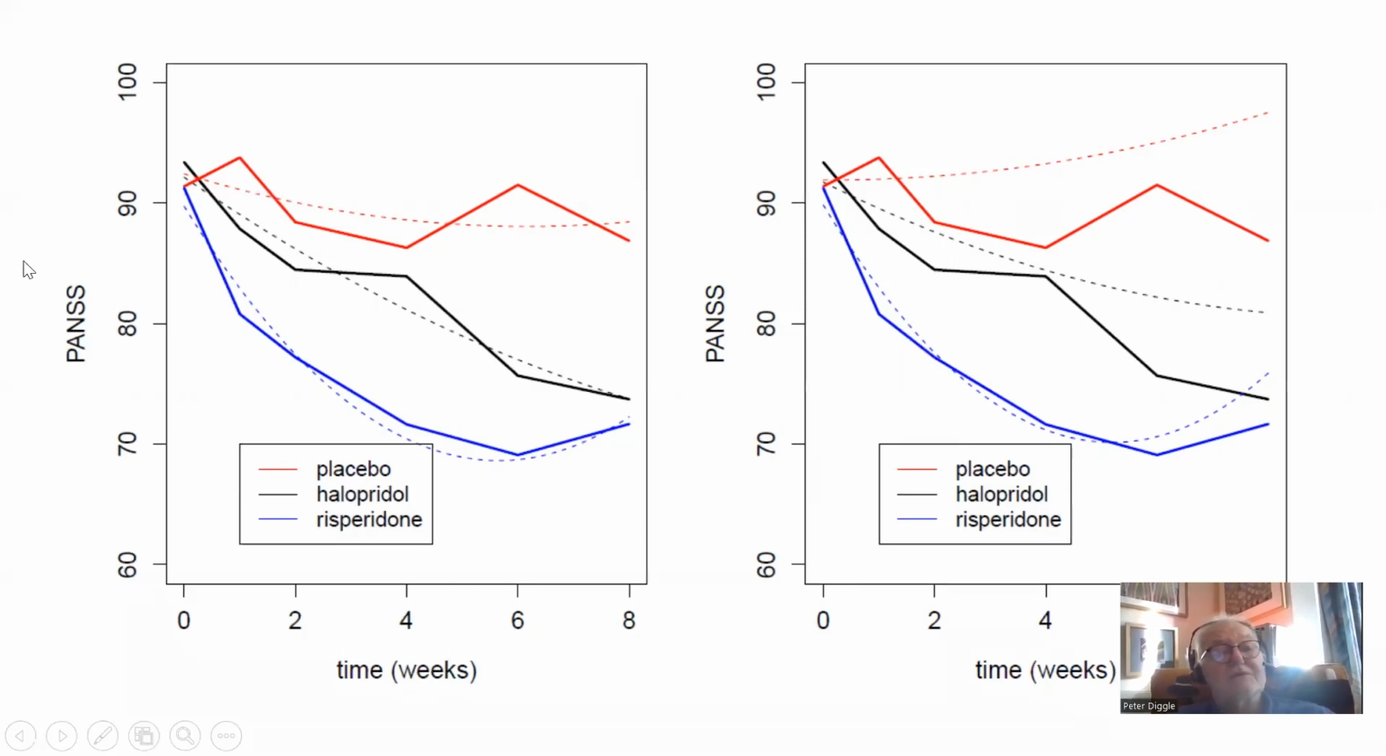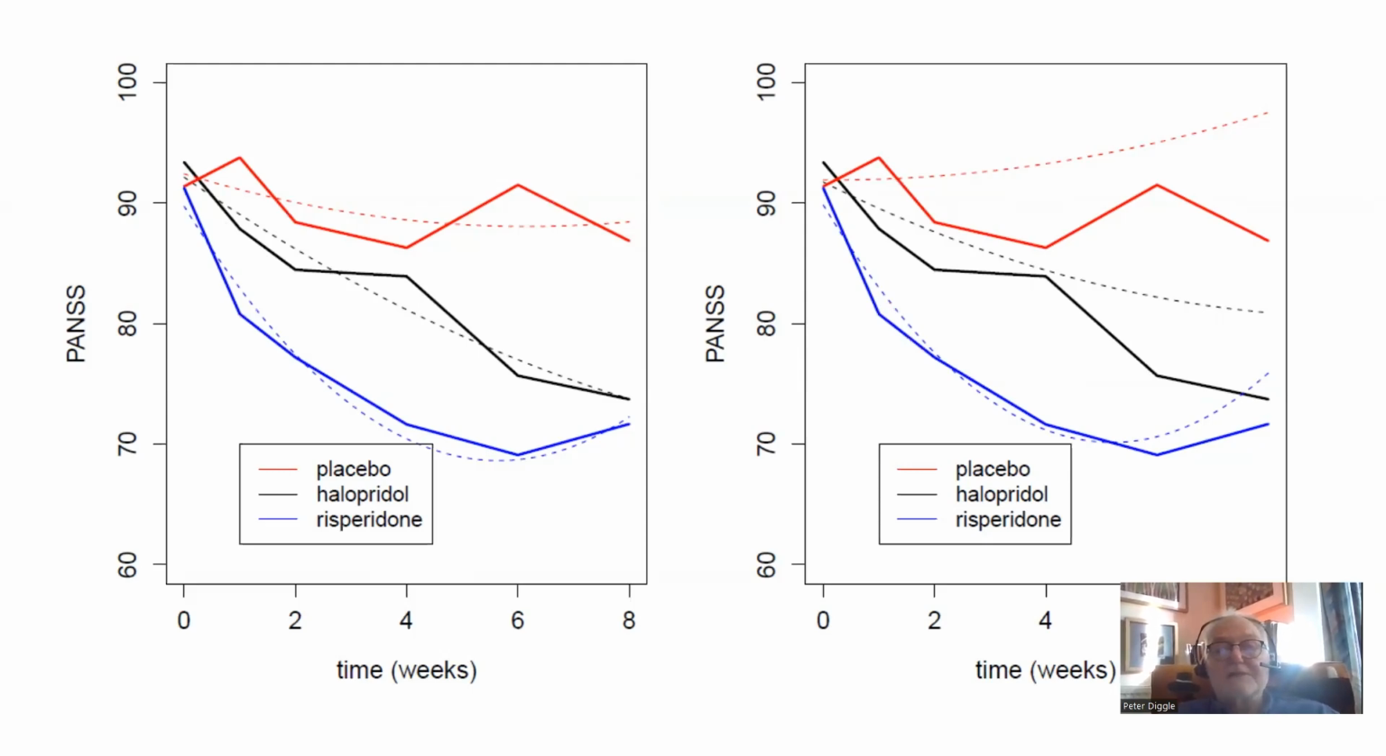The response was a measure of their symptom severity, so that high values suggest a high degree of symptoms and smaller values suggest a lower degree of symptoms. And the goal of the experiment was to find out which, if any, of these treatments were effective in reducing symptom severity.